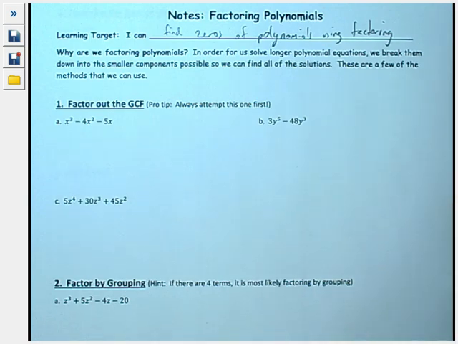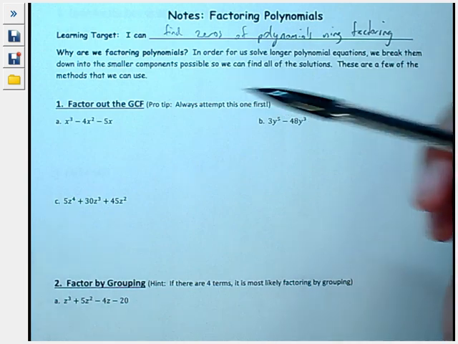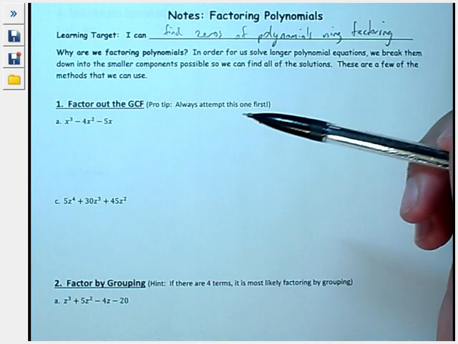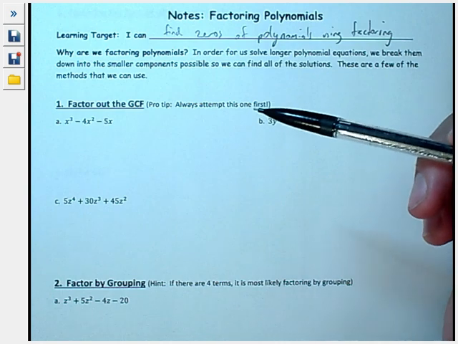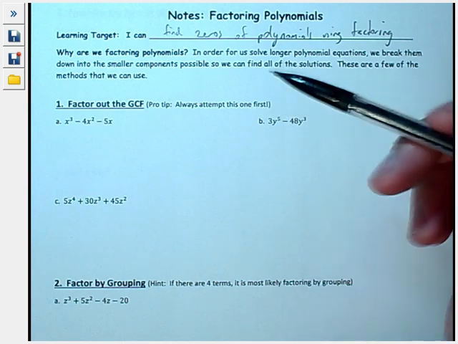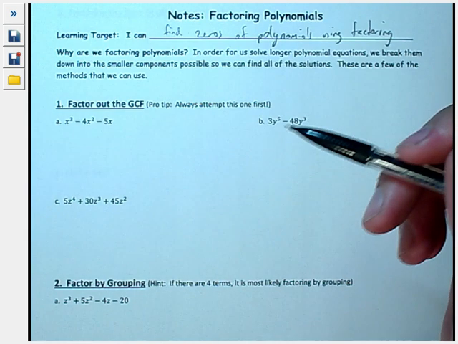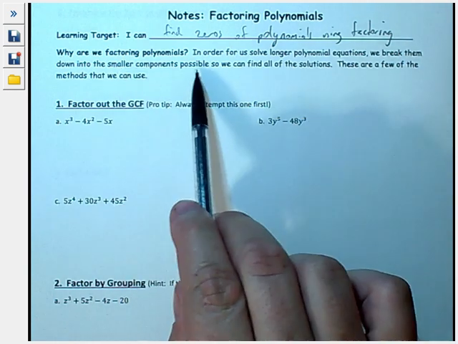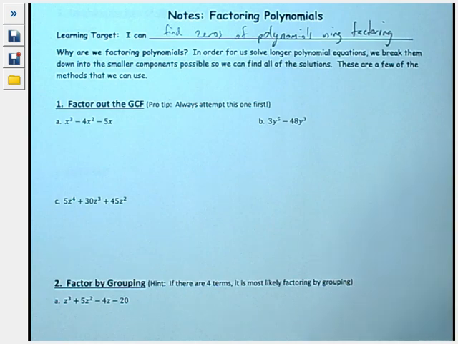Factoring out the greatest common factor is always something you should attempt when you're trying to solve or factor a polynomial. You always want to try and take out a greatest common factor to make these pieces smaller, okay, because we have smaller components here, and so we can find solutions more easily.